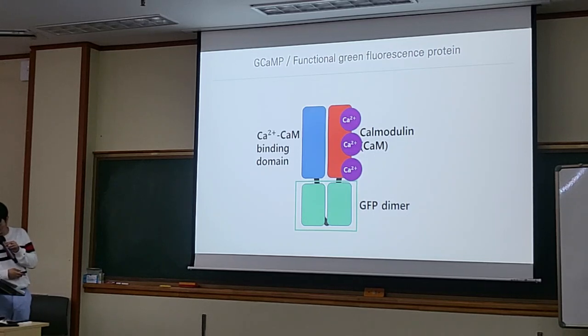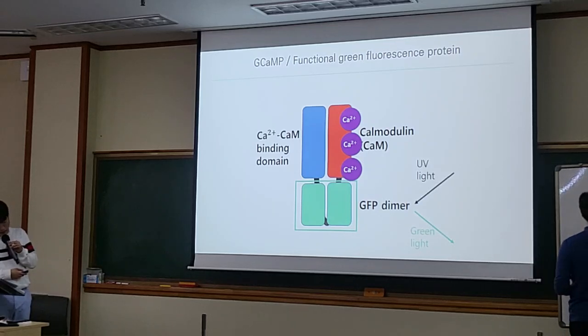Now you have your two halves of this GFP very close together, and they now dimerize. You end up with a dimer, basically a functional green fluorescent protein. So if I send UV of the right frequency, perfectly correct for this GFP, then what I'll get out is green light. So this is a way of visualizing calcium signals.